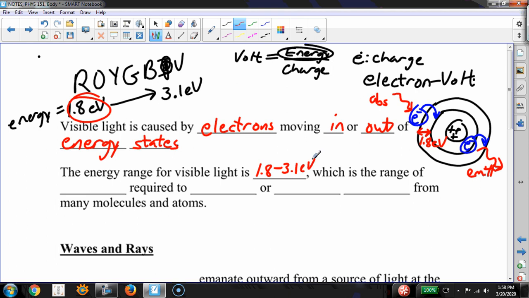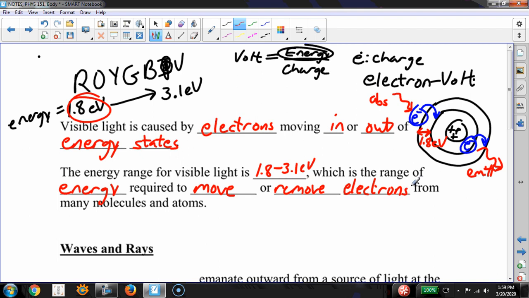And that's the range of energy required to move or remove electrons from many molecules and atoms. So you have to put in this amount of energy to move an electron from one energy level to another, or you put in that amount of energy just to remove it completely. Now, there are higher energy processes that can move electrons between different energy levels for other atoms as well, but as far as our visible spectrum, it's from 1.8 to 3.1 electron volts.